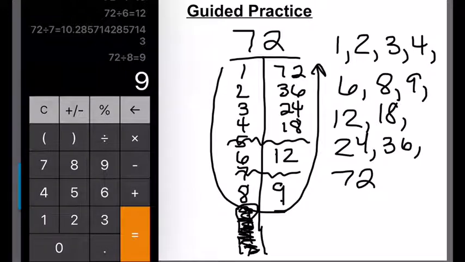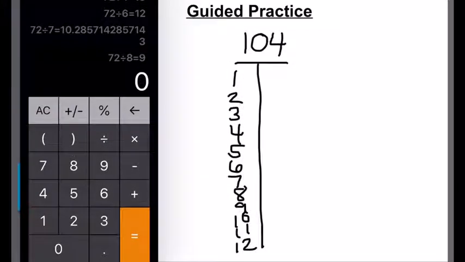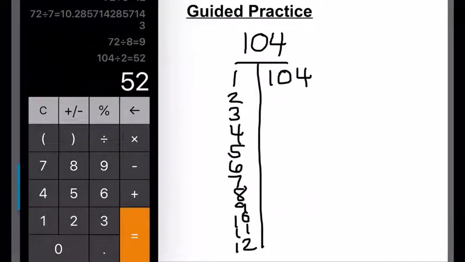Let's try another problem on our desks together. Let's find all of the factors of 104. Pause the video now and try this problem on your desk. The first factor pair is 104 and 1. 104 is even, so it is divisible by 2. 104 divided by 2 is 52. So my next factor pair is 2 and 52.